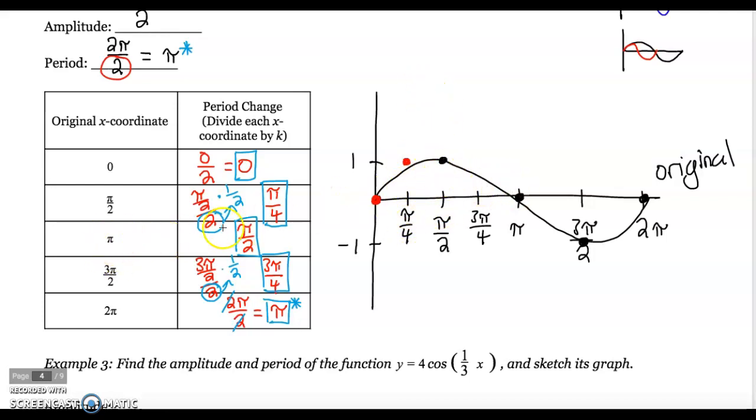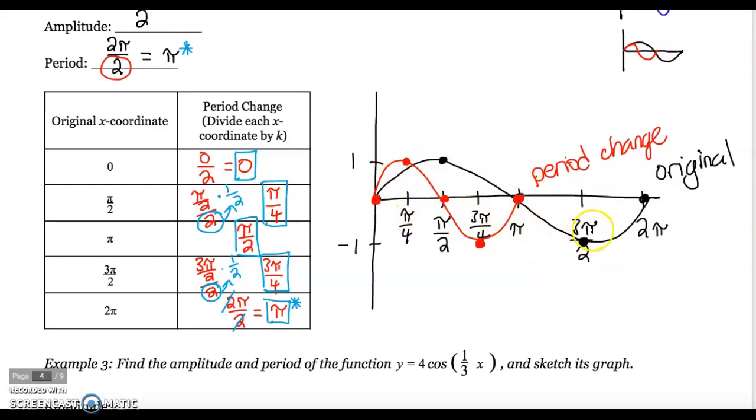My point that was at pi now gets moved to pi over 2, so this goes right here, right? I took that point and I just shifted it over, so it's at pi over 2 now. My point that was at 3 pi over 2 gets shifted over, so it's at 3 pi over 4. So I took that point and moved it over. And then last but not least, my point that was at 2 pi will now be at pi. And then this is my period change. So this is when I took my graph and I changed the period of it. So now instead of one wavelength fitting between 0 and 2 pi, one wavelength fits between 0 and pi.